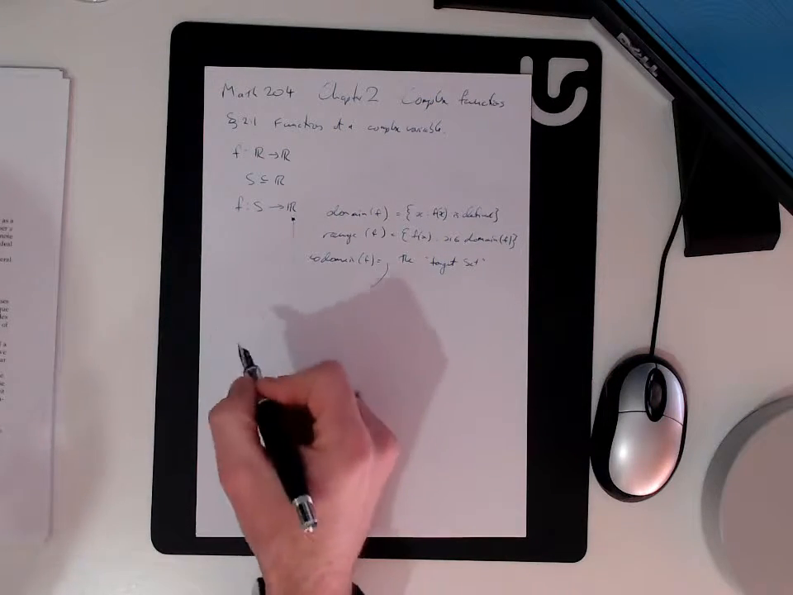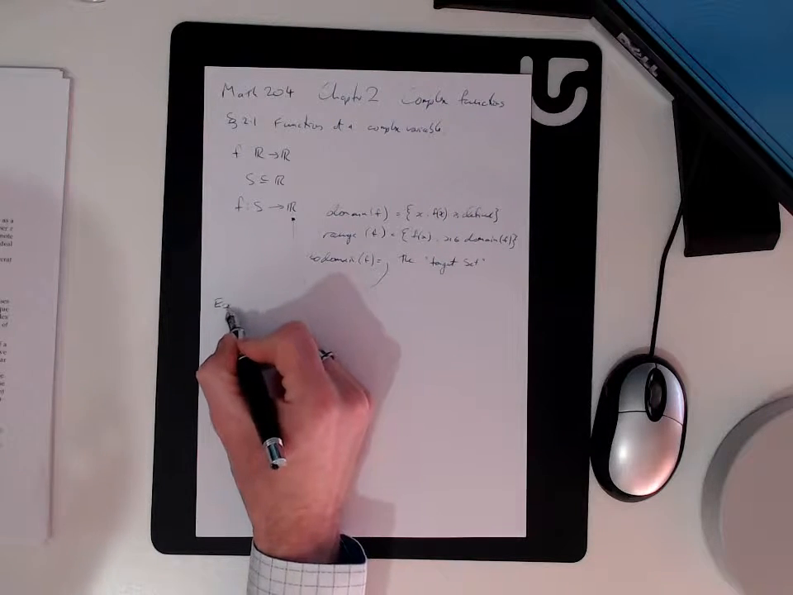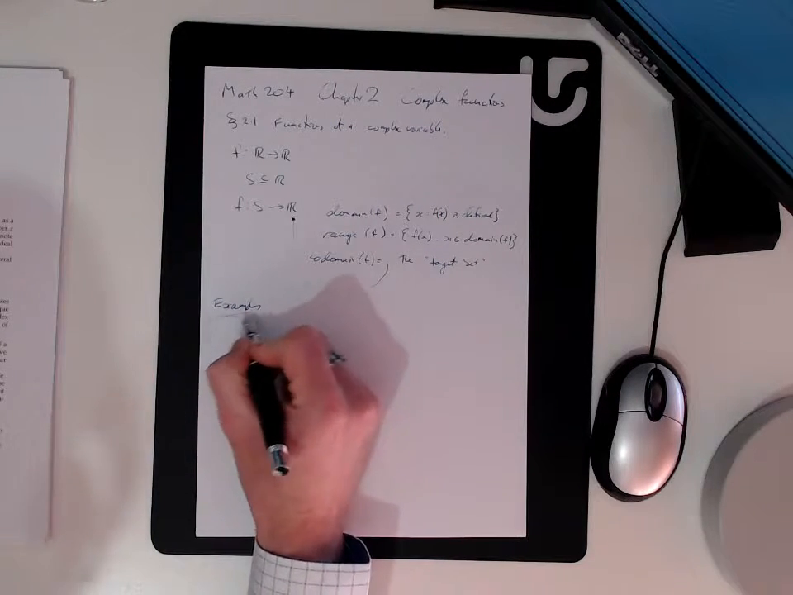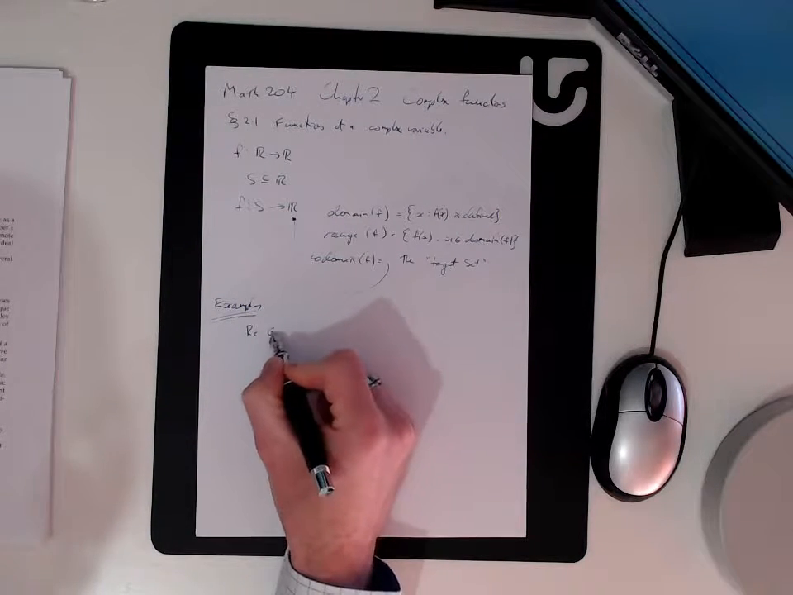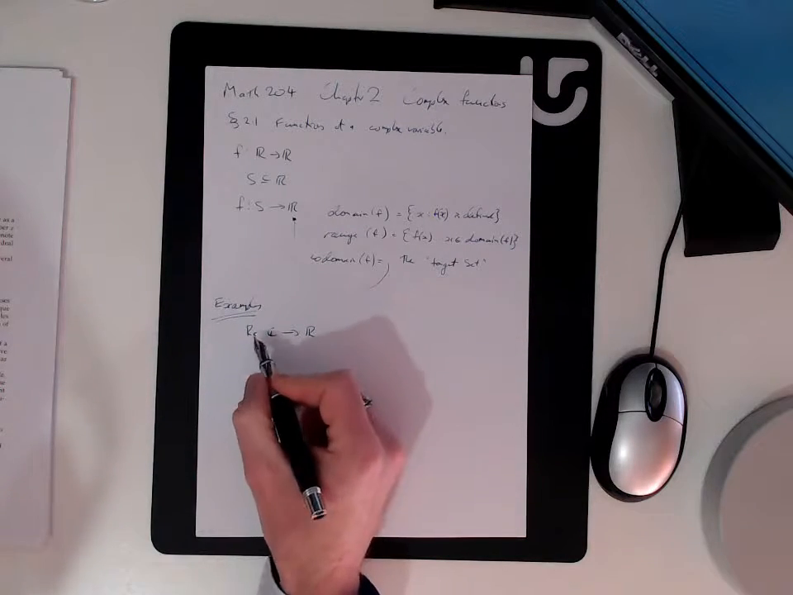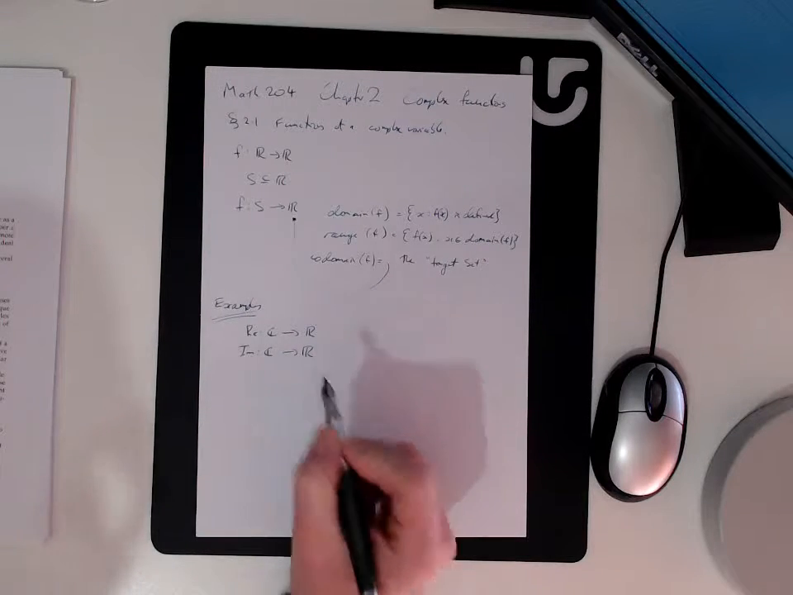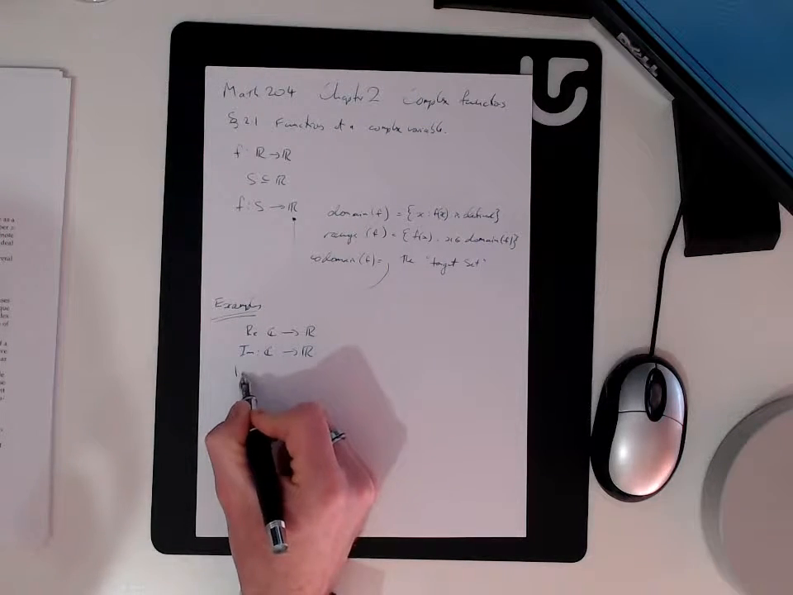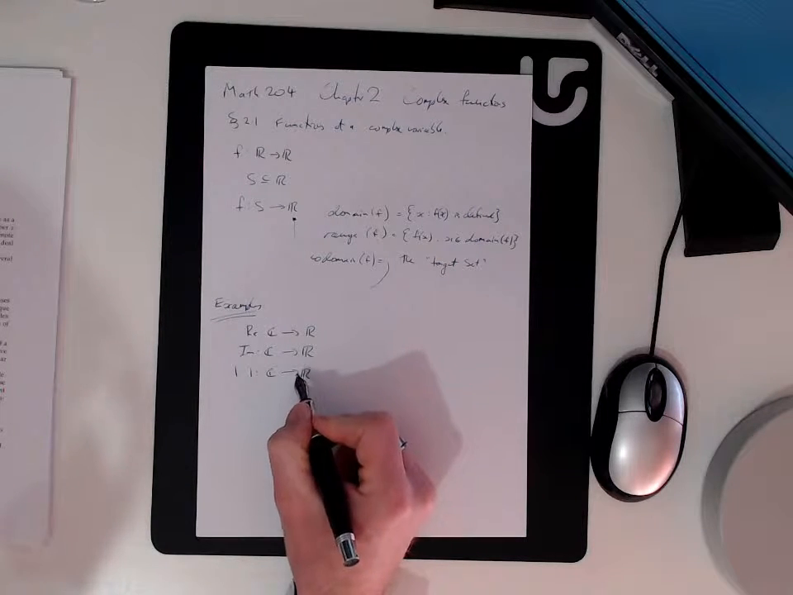So there's lots of examples, and you can invent all sorts of things yourself, but you've seen many examples in class already. The real part of the complex numbers maps into the real numbers. And similarly, the imaginary part of a complex number maps into the real numbers. The modulus function takes the complex numbers into the real numbers.